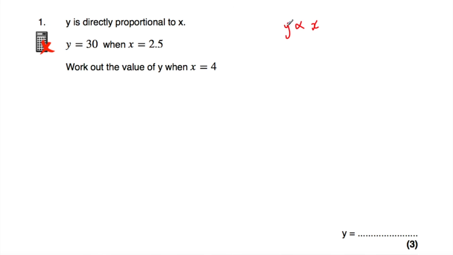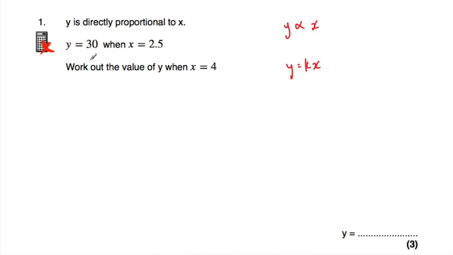Now what we want to do is replace the proportionality symbol with the constant of proportionality k. So instead of writing y is proportional to x, we're going to now write y is equal to k times x, where we've got x multiplied by some constant of proportionality k. Whenever you want to get rid of that proportional symbol, you put in your equals and then multiply what it's proportional to by k.